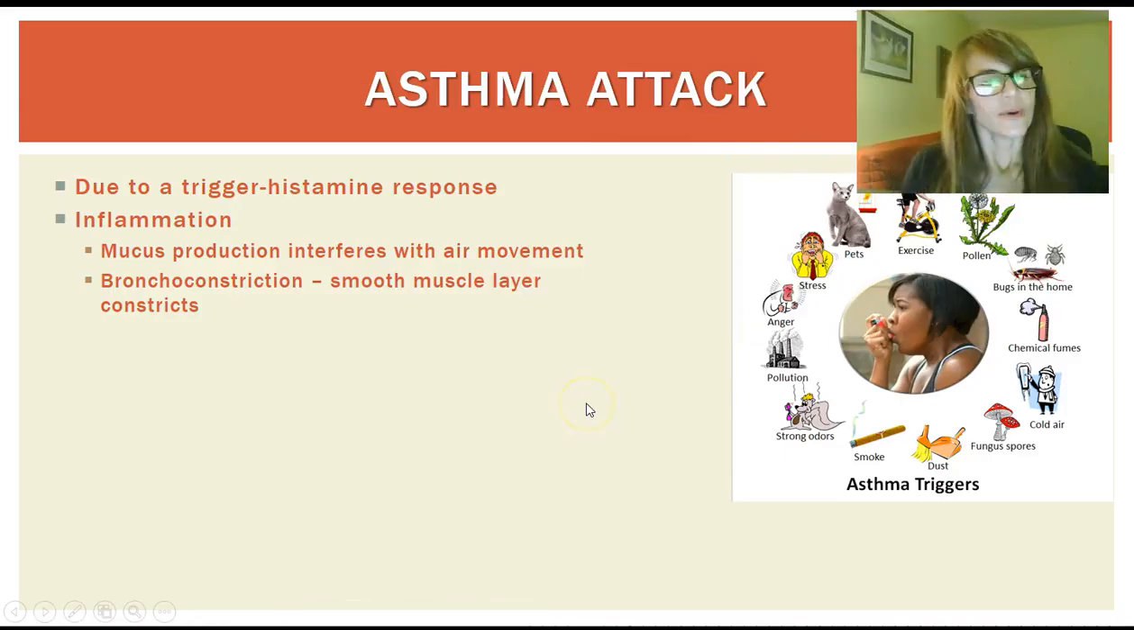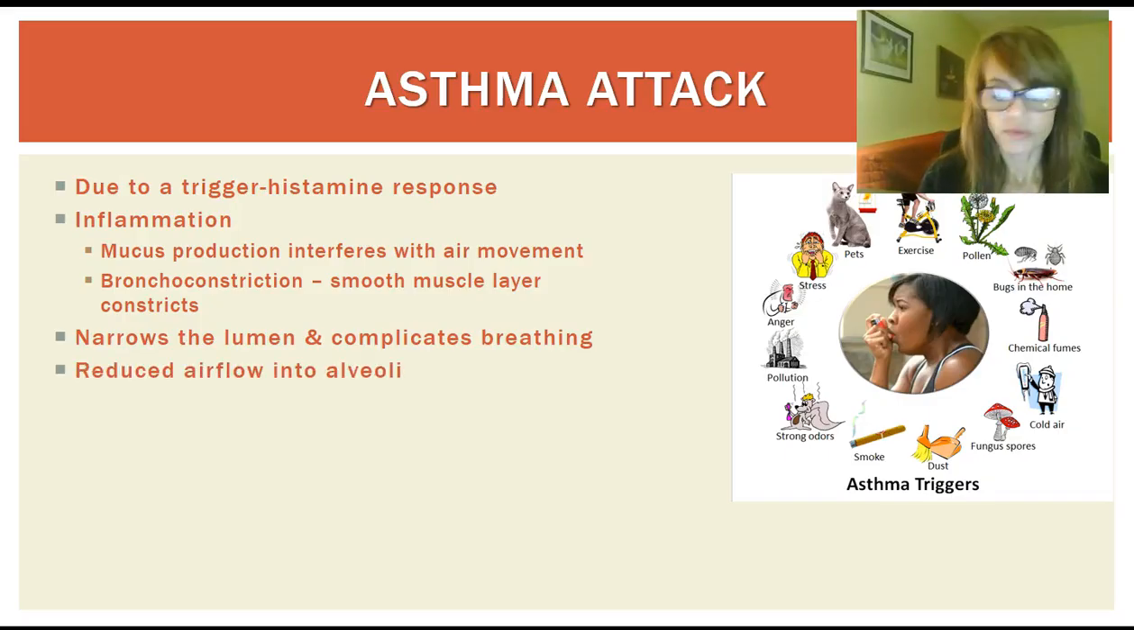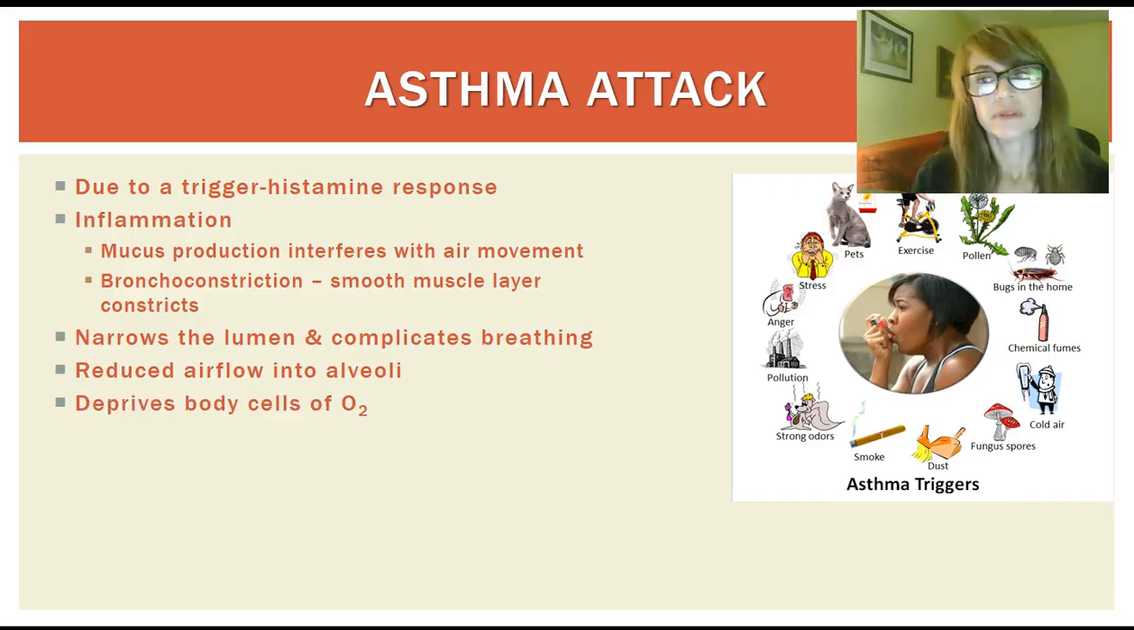Okay, so inflammation is the culprit. Mucus is produced, which interferes with air movement. Many folks with asthma will also have several allergies, so they're already dealing with all of that nasal drainage and mucus that occurs. Bronchoconstriction, the smooth muscle layer constricts, narrows the lumen, and complicates breathing as well. Reduced airflow into the air sacs that we spoke about in the first part. And the end result is that body tissues are deprived of oxygen.